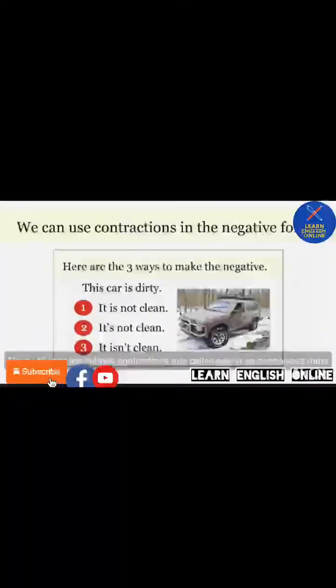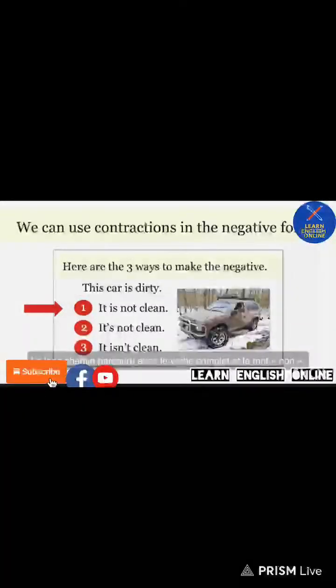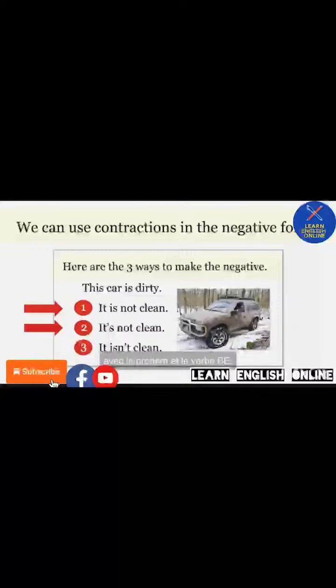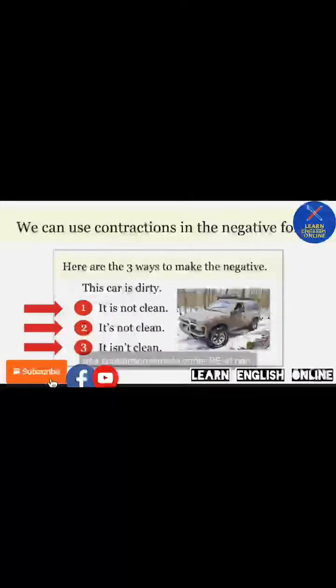We use contractions in the negative form. We use the same contractions you know from the lesson about the be verb in the negative. One way, with the full verb and the word not. The second way, make a contraction with the pronoun and the be verb. And the third way, make a contraction with the be verb and not.